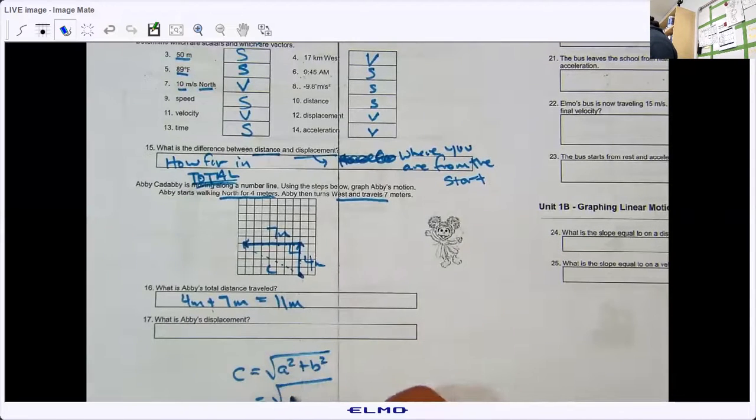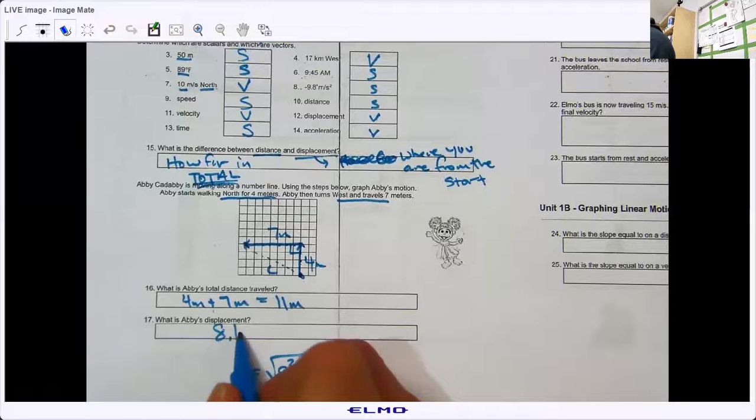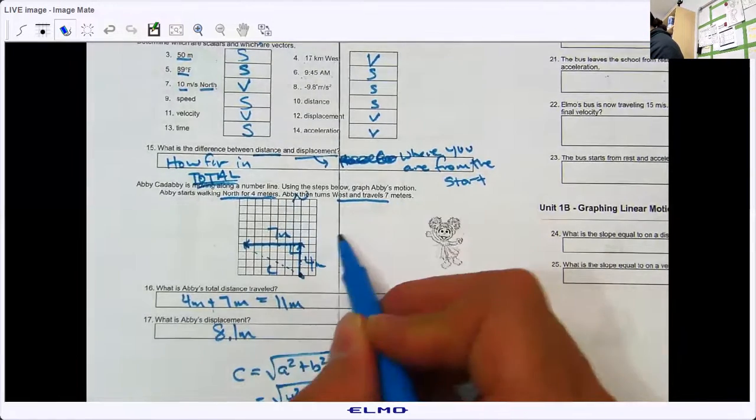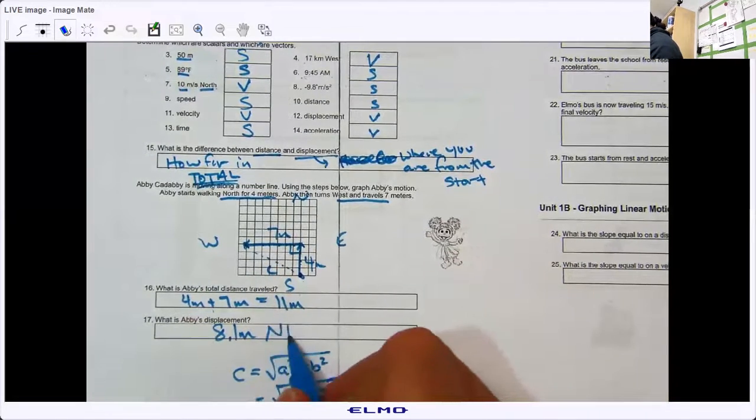The A could be either one, we could do 4, and then the other. So we're going to do the square root of 4 squared plus 7 squared. And so when we do that, we can plug that in on our calculator and get about 8.1 meters. So put that in there, 8.1 meters. And then if we wanted to know the direction, we could simply say this is north, east, south, and west, our direction is northwest, or close enough.